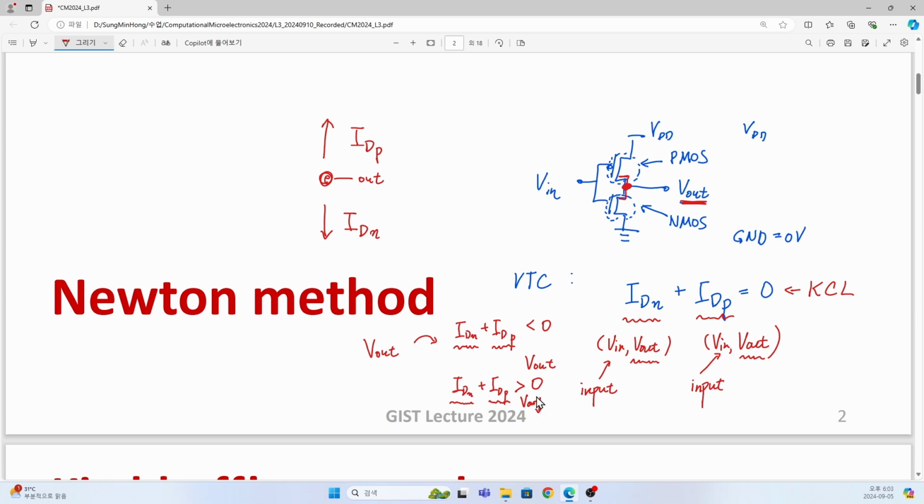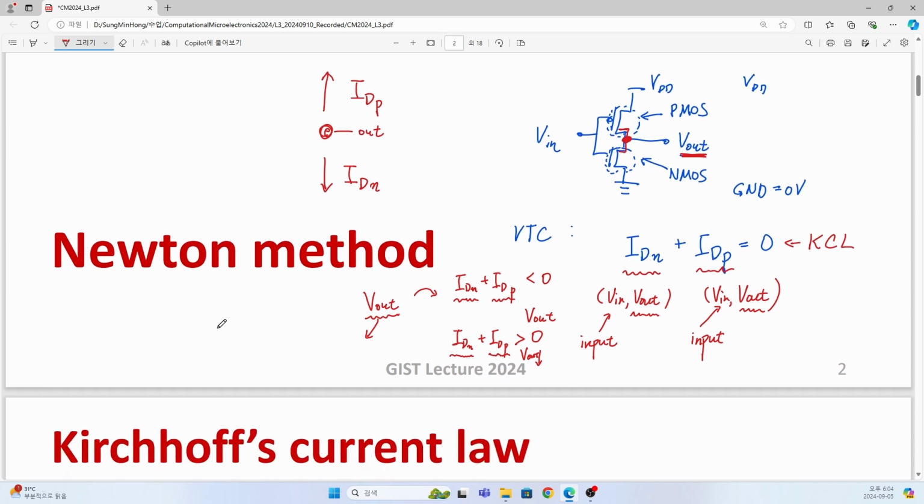Then how much should the change be? There we used a heuristic value, just to make a certain guess and check the result of that voltage change. Of course, it worked. However, we wanted to make a better guess for the next change of our V out value. What will be a better and more systematic way to update our V out value? We will study that method in today's lecture.